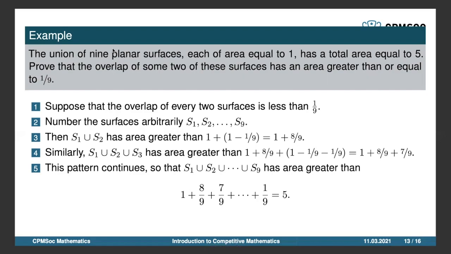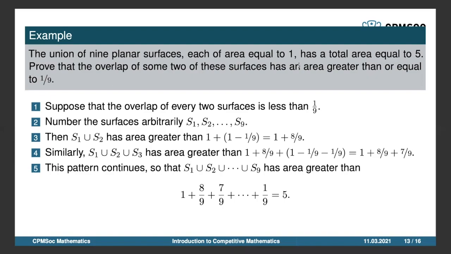Okay, so you can continue the pattern from step 3 and 4. You can keep on adding a new figure one at a time and seeing how much new area is contributed by each new figure. So if we add S4, for example, the total intersection with S1, S2, and S3 is going to be at most 3 times 1/9. So the new area added by S4 is more than 6/9. And if you do S5 similarly, the new area it adds is more than 5/9, and so on.